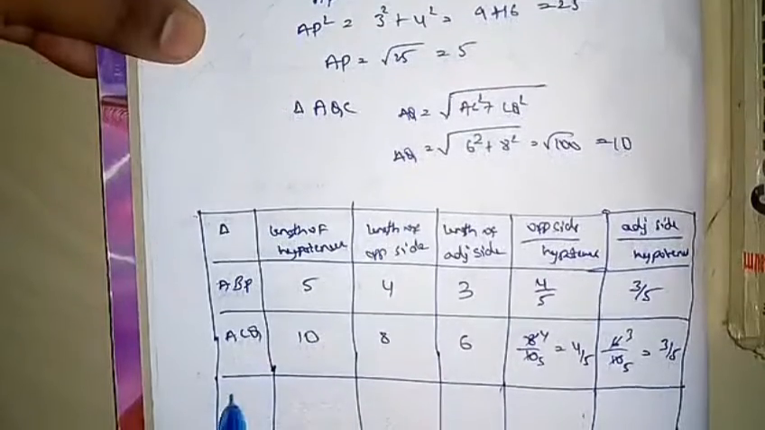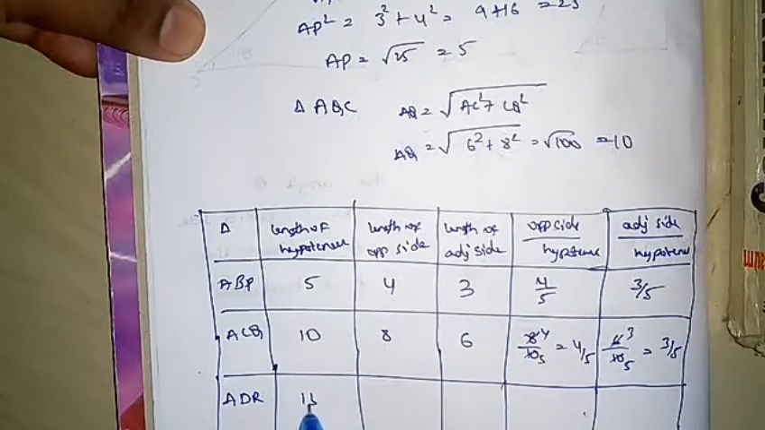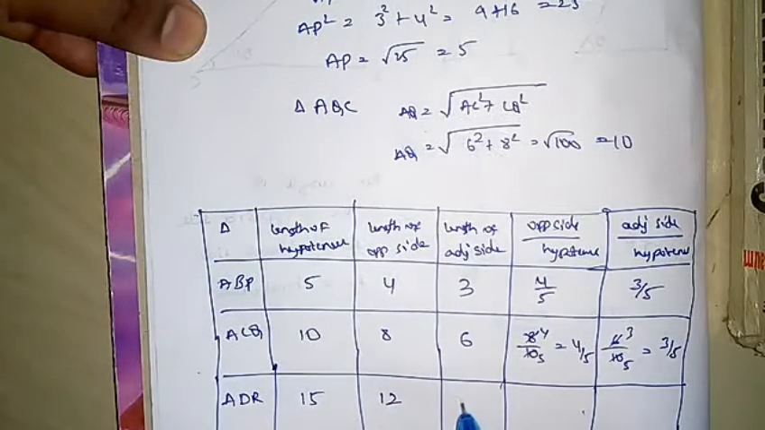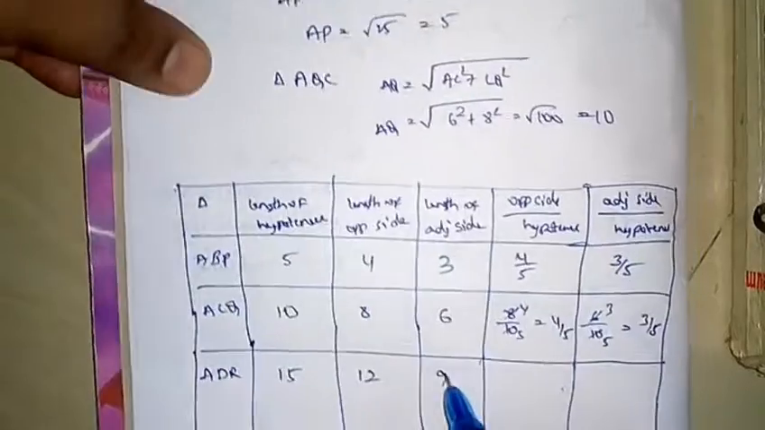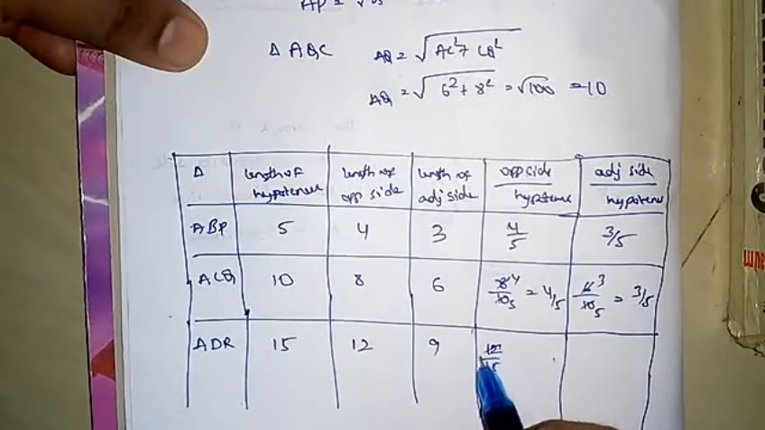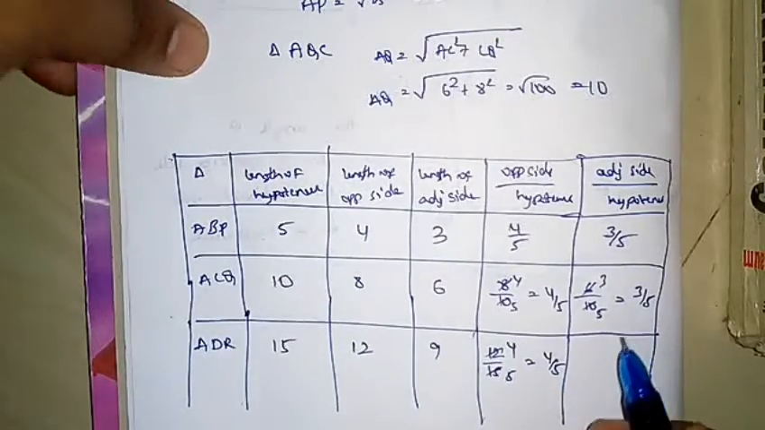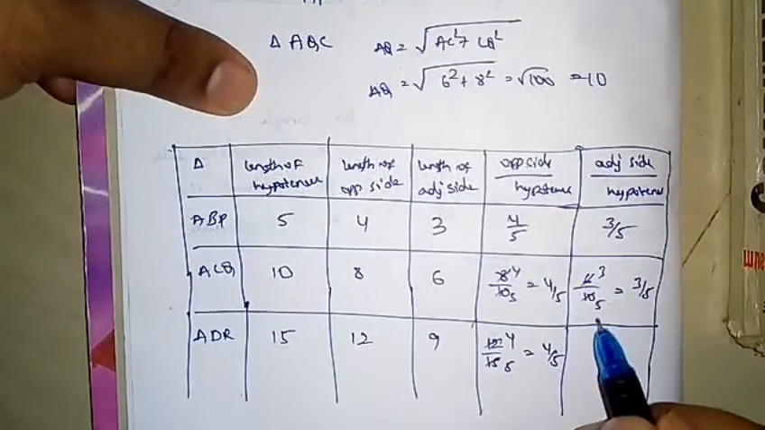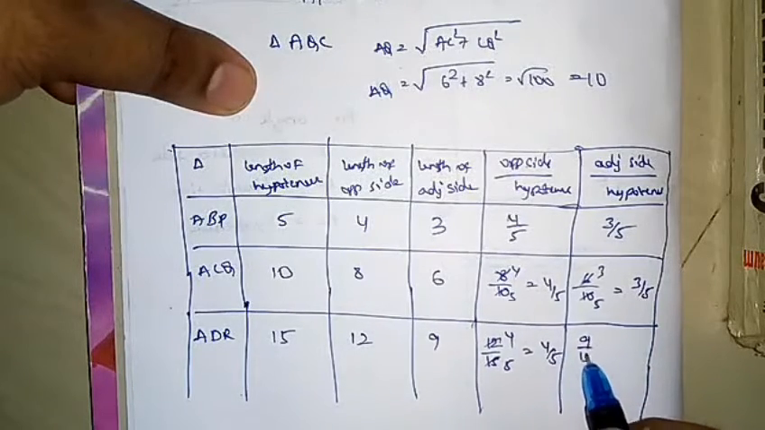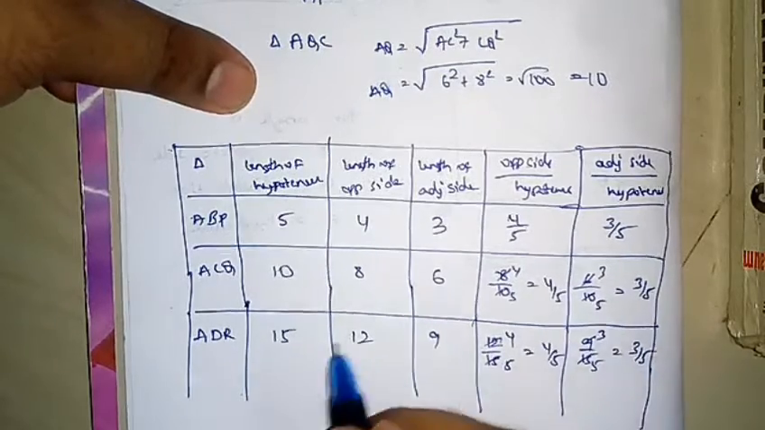Similarly, in triangle ADR, length of hypotenuse is 15 and length of opposite side is 12. Length of adjacent side is 9. Now opposite side by hypotenuse is 12 by 15 or 3 4s are 3 5s are, which is equal to 4 by 5. And adjacent side by hypotenuse is 9 by 15, which is equal to 3 3s are 3 5s are, which is equal to 3 by 5.